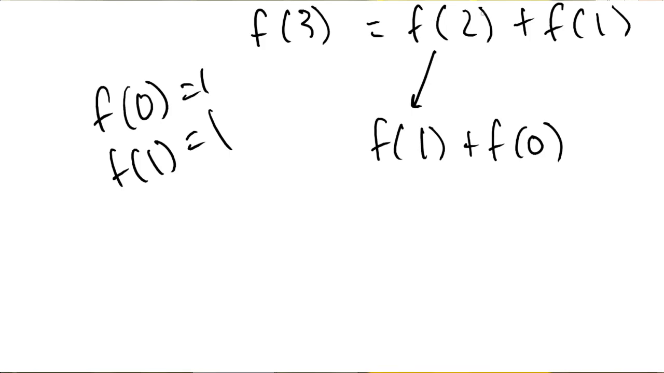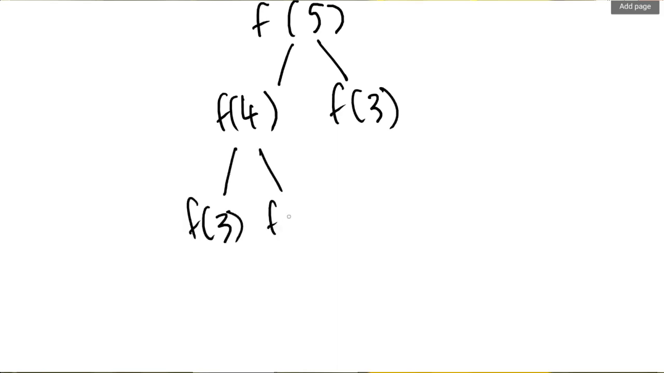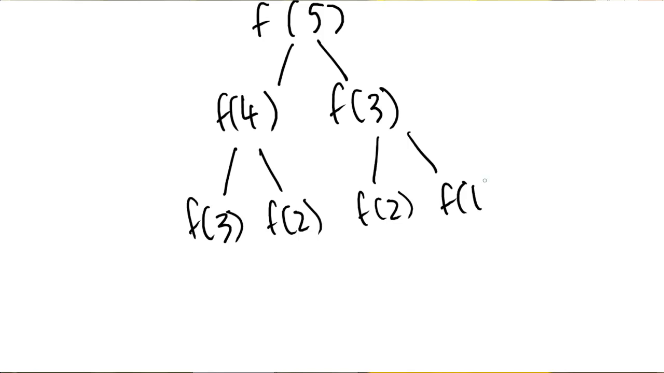The second Fibonacci number is the first plus the 0th, so 1 plus 1. So this here is 2, plus the first Fibonacci number, which is 1. So the third one is going to be 3. What about if we did the fifth Fibonacci number? It's going to be the fourth one plus the third one. The fourth one is going to be the third one plus the second one. The third one's going to be the second one plus the first one. That's going to be F2 plus F1. That's going to be F1 and F0.